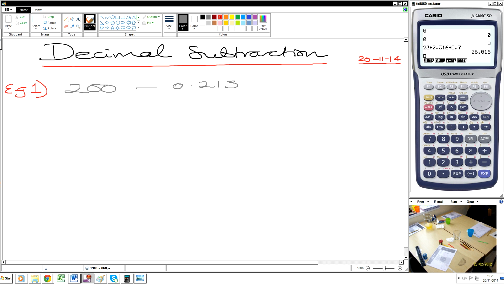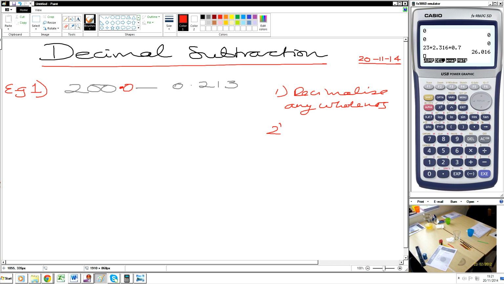So as before, what was the rule? Let's write down the rule. Number 1, we need to decimalize any whole numbers. So here's the number 200. The decimal point will go at the far right of the number, and we can decimalize it by writing the 200 as 200.0. We do that in a different color to indicate that we've done it afterwards.